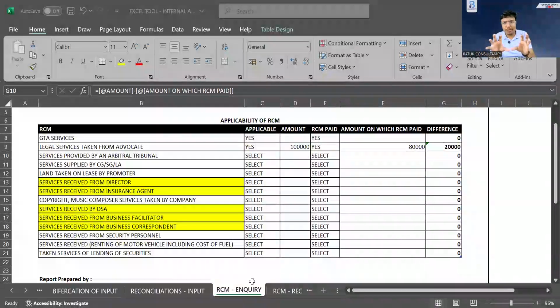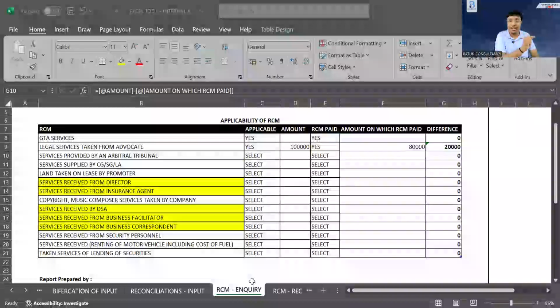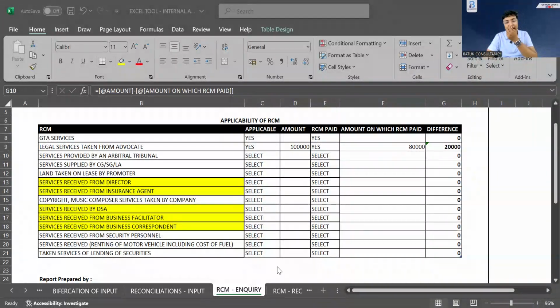I hope through this specific sheet the applicability of RCM is clear for you. Am I right, sir? Through this particular sheet you can easily analyze the financial statement and find out the terms where GST under reverse charge mechanism is applicable or not. I request everyone, please put it in the chat box. Sir, RCM related things are okay for everyone.